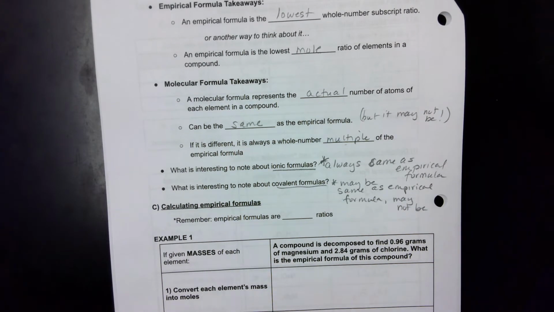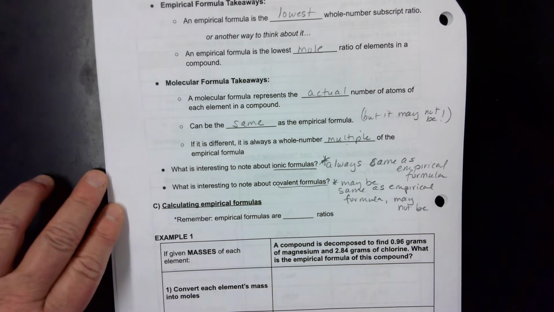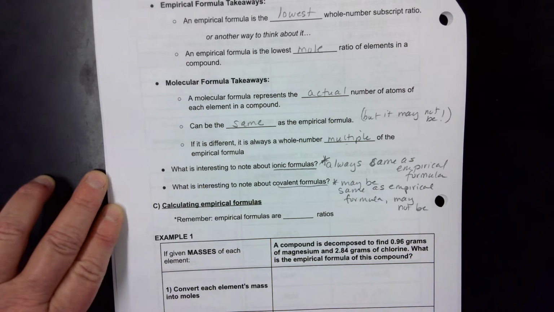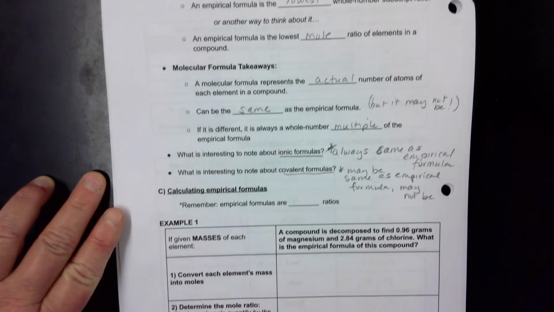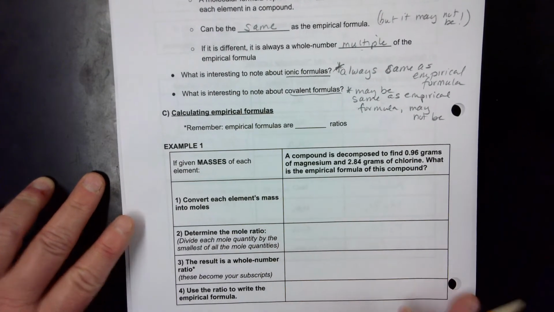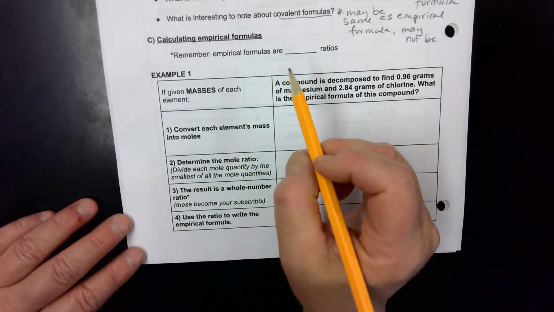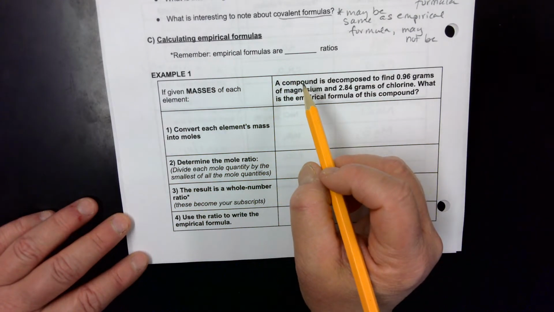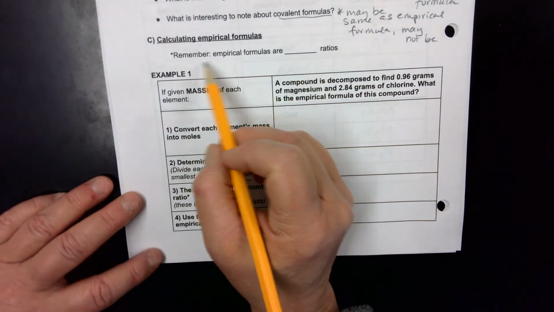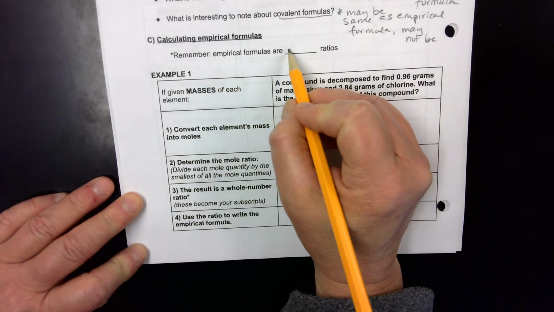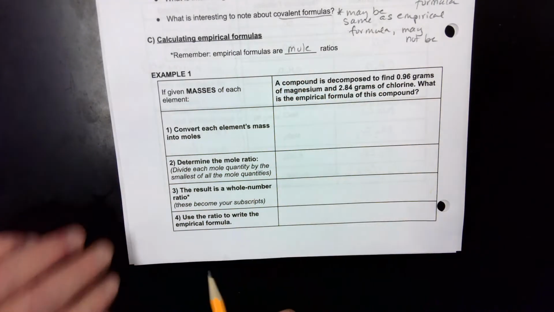All right, so now that we know that an empirical formula is the lowest ratio of atoms in a compound, which may or may not be the molecular formula, we are going to use this idea that the empirical formula is the lowest mole ratio to help us figure out what the empirical formula is going to be. So we do need to remember empirical formulas are mole ratios, and those subscripts represent a mole ratio.